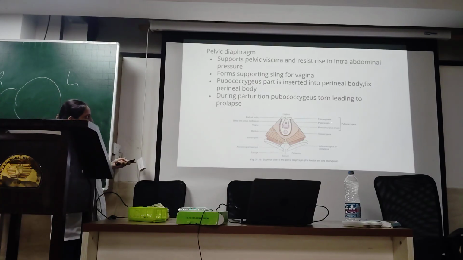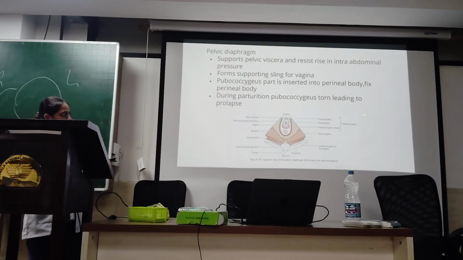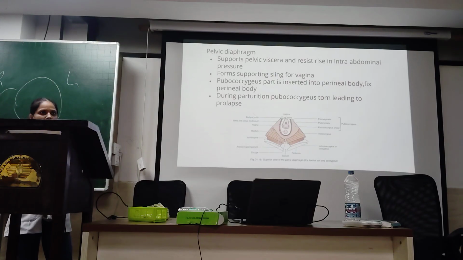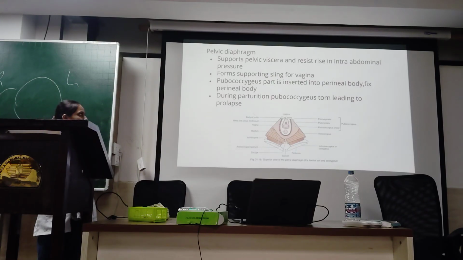As you can see here in the diagram, the pubovaginalis, puborectalis and the pubococcygeus proper form the pubococcygeus, and that pubococcygeus part gets inserted into the perineal body and helps to fix it. During parturition, the pubococcygeus may be torn, leading to prolapse of the uterus.